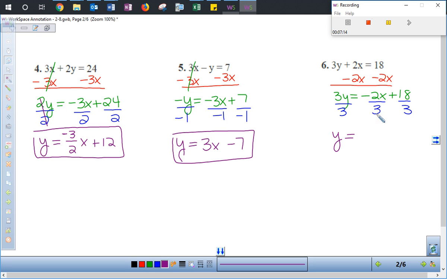So 3y divided by 3 is y. Negative 2 divided by 3 doesn't work, so we need to leave it as a fraction and make sure that it's simplified. So negative 2 over 3 cannot be simplified anymore, so I have a negative 2/3, and the x needs to go next to it, plus 18 divided by 3 is 6. So y equals negative 2/3 x plus 6.